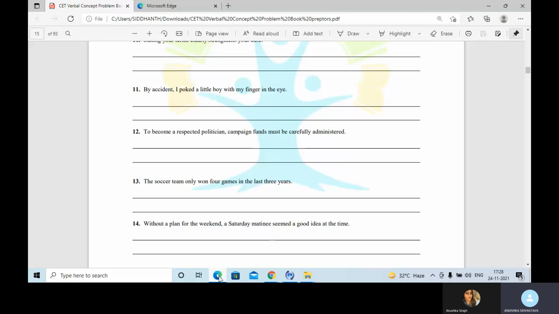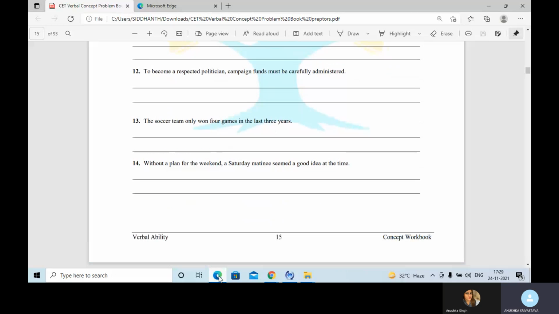13 is an example of misplaced modifier. And I hope by now you must have understood how to identify the types of errors. The soccer team only won 4 games in the last 3 years. Now, it is not a question of only winning or losing, it is a question of being only 4. So the adverb only should be with 4 and not with won. So, the soccer team won only 4 games in the last 3 years will be my correct option.